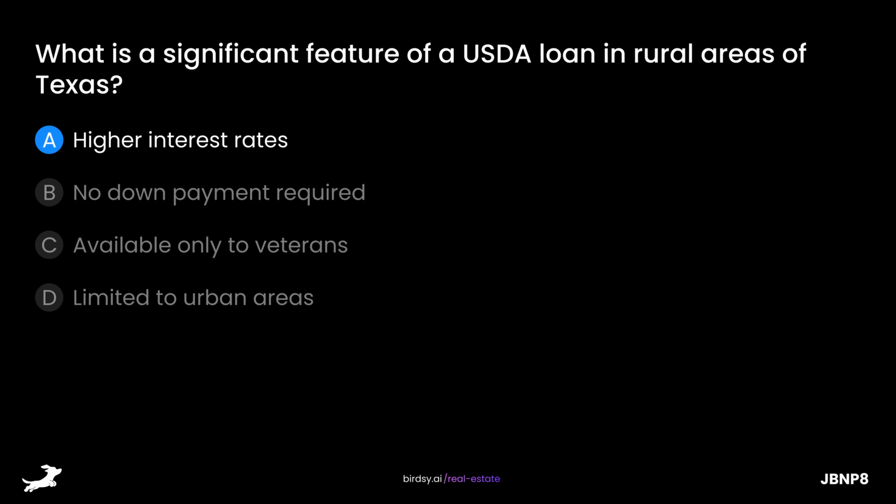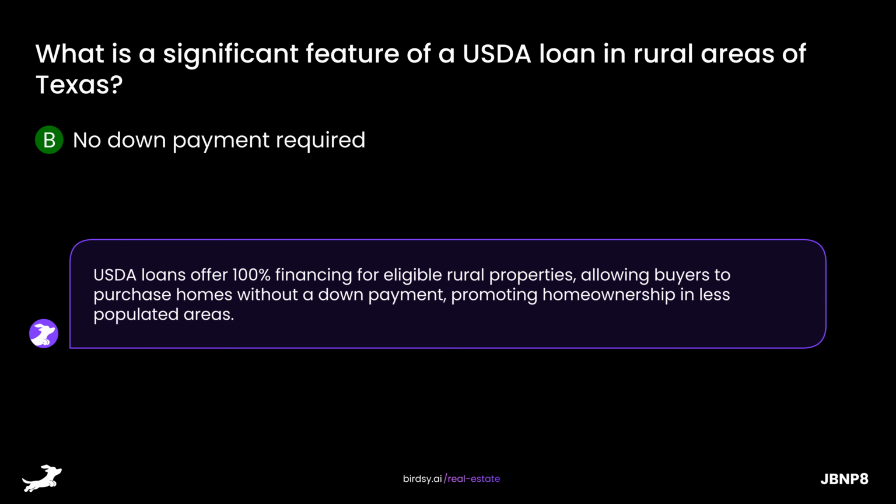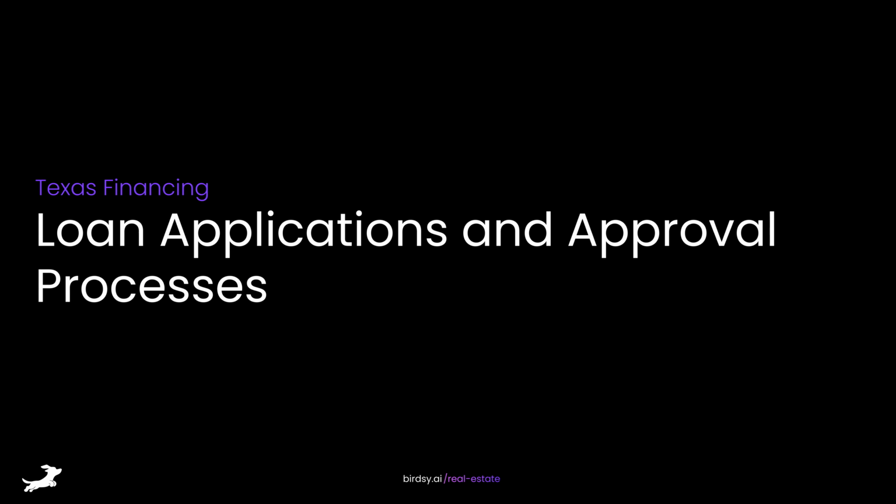Is it A, higher interest rates, B, no down payment required, C, available only to veterans, or D, limited to urban areas? The answer is B, no down payment required. USDA loans offer 100% financing for eligible rural properties, allowing buyers to purchase homes without a down payment, promoting homeownership in less populated areas. Loan applications and approval processes.